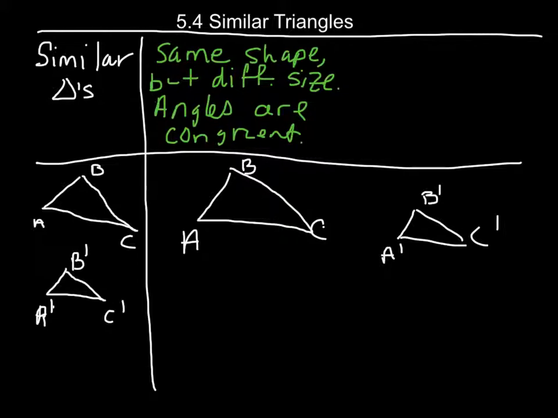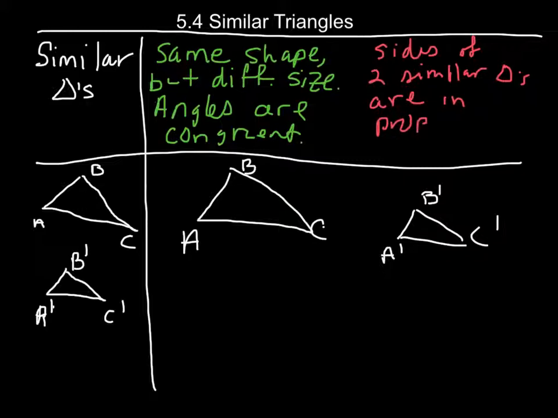In addition to that, the sides of two similar triangles are in proportion, meaning that there's a relationship to them. We'll talk about that relationship later. So the sides aren't going to be the same length, but the angles will be the same. One side might be 4, the other could be 8, something like that.